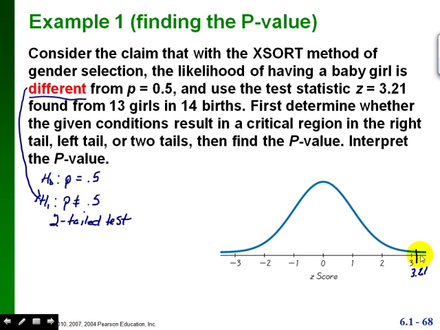So what we're going to do is first find the probability that z is at least 3.21, so that it's either there or further out in that right tail, and then we'll multiply it by 2 because we have a two-tailed test. So we're going to start out by finding the probability that z is greater than 3.21. And remember in your table, since your table goes to the left, if you look up the 3.21, you're going to have to subtract that answer from 1.